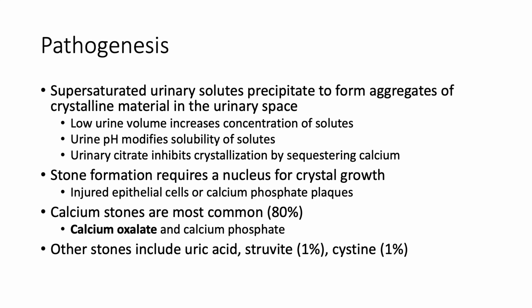Now, you can have supersaturated urinary solutes and not develop stones. Typically, you need a nucleus for those solutes to form a crystal, and that can be an injured epithelial cell, or you can have calcium phosphate plaques in the glomerular basement membrane that can form that nucleus. The most common stones are calcium oxalate stones, and calcium phosphate are also fairly common. But you can have other stones too, like uric acid stones, struvite, and cystine, which are important causes of kidney stones, just not as common.